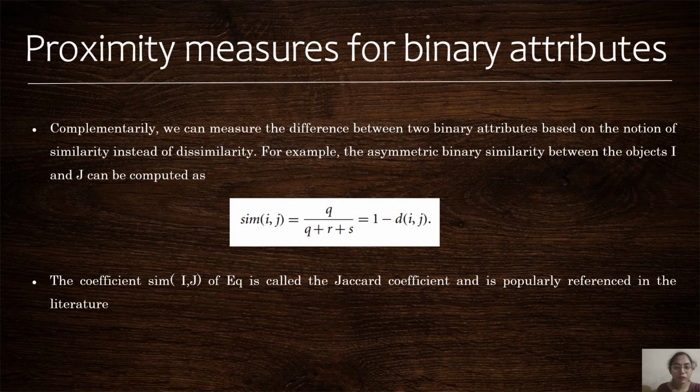Complementarily, we can measure the difference between two binary attributes based on the notion of similarity instead of dissimilarity. For example, the symmetric binary similarity between the objects i and j can be computed as similarity equals this formula. The similarity coefficient of i, j is also called the Jaccard coefficient, and it is popularly referred to in the literature.